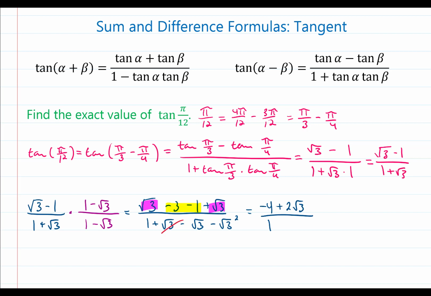And what we notice is that the square root of 3's are a sum of 0. And negative square root of 3 squared will just give me minus 3. Simplify that further, and I get negative 4 plus 2 times square root of 3 all over negative 2. And then finally, I'm going to go ahead and reduce by the common factor of negative 2. So my final answer will be positive 2 minus square root of 3. And oftentimes, that is the preferred exact value for this trigonometric function, tangent of pi over 12.